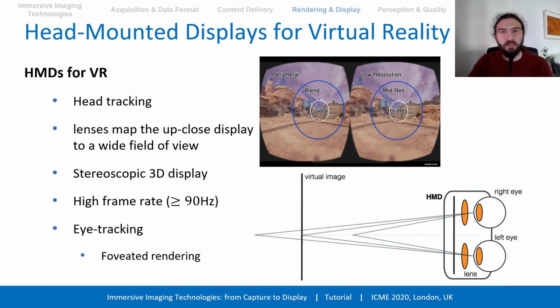In most cases, these displays provide stereoscopic 3D with high frame rates, more than 90 Hz. Additionally, those displays with eye tracking capabilities can also provide foveated rendering, that is, the regions in which the eye focuses are made of high resolution imagery, and the rest of the image is made up of low resolution, as shown in the figure above.